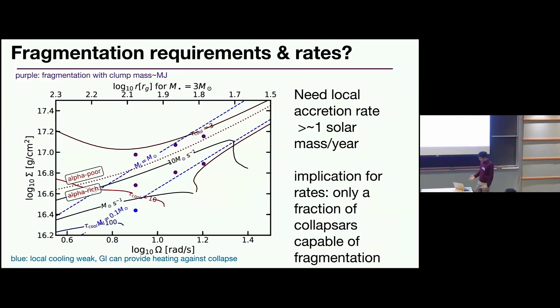Because our simulations are local, we have to translate that into some global parameter space by mapping omega into some radius and also draw some contours of accretion rate. So the takeaway is that we need a local accretion rate a bit higher than usual, larger than 1 solar mass per year, so the disk is dense enough to collapse. That can be inferred to be some fraction of collapsars capable of fragmentation. So if you want to calculate the rates of these things, you have to know about this fraction, which itself is uncertain from supernova physics.